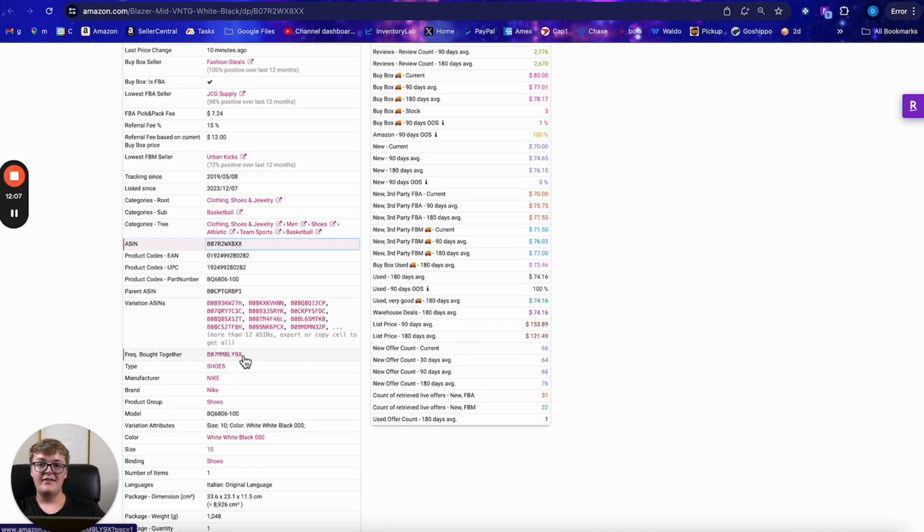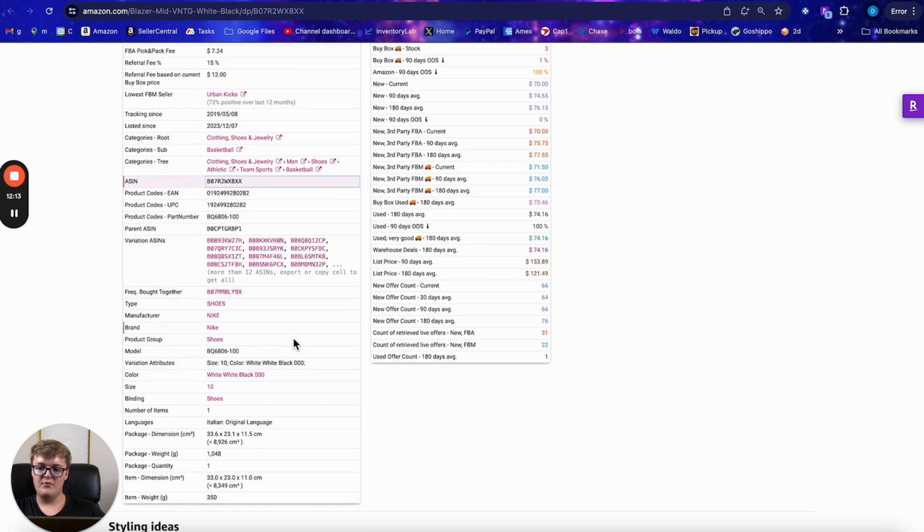Frequently bought together. This can be cool to look at every once in a while if you're planning on doing like a bundle or if you're just looking for other stuff to source. Shoes gives you more type. It also shows the model number here. And then the dimensions and the weight of the product. You're not really going to need that much.